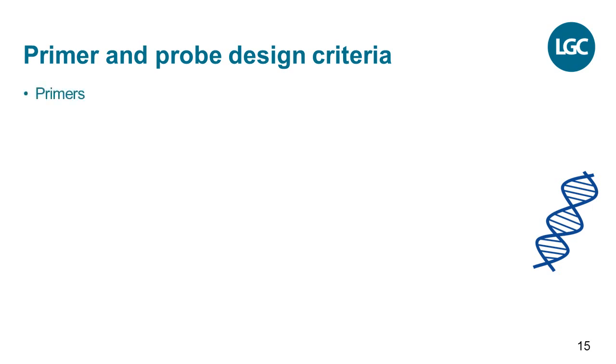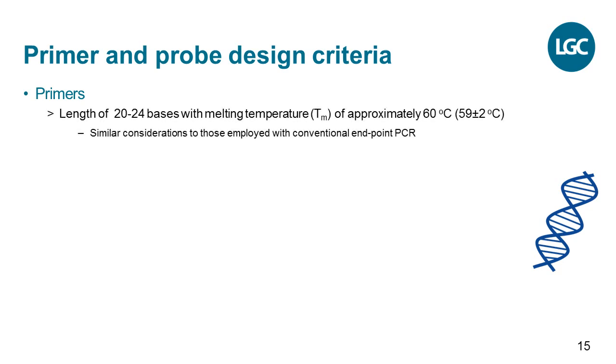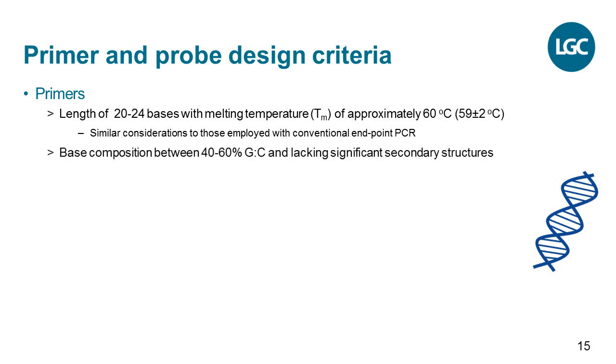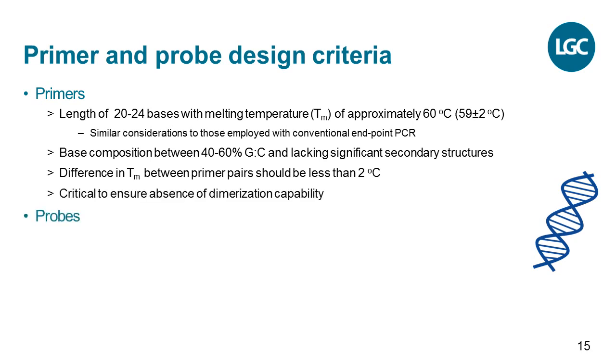For primers, a length of between 20 to 24 bases and a predicted target melting temperature Tm of approximately 60 degrees centigrade is recommended. Primer base composition should be between 40 to 60% GC, and the difference in melting temperature between primer pairs should not exceed 2 degrees centigrade.